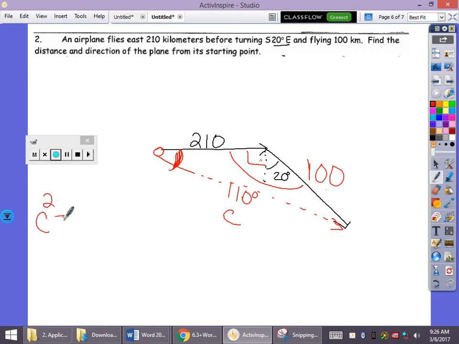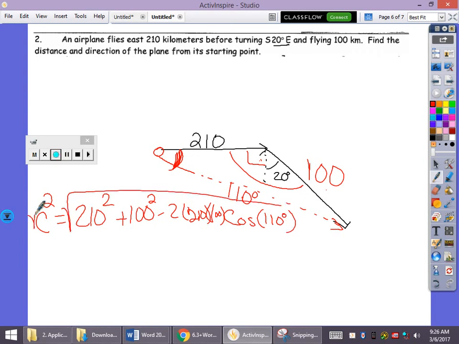So c squared equals 210 squared. You could have started with 100 squared. It doesn't matter. A and B are like legs of a triangle. They're interchangeable. It doesn't matter which one I start with. Plus 100 squared minus 2 times 210 times 100 times the cosine of 110. I type that in my calculator, and then I take the square root of it, and I get c equals, that's for the magnitude. What do we get?